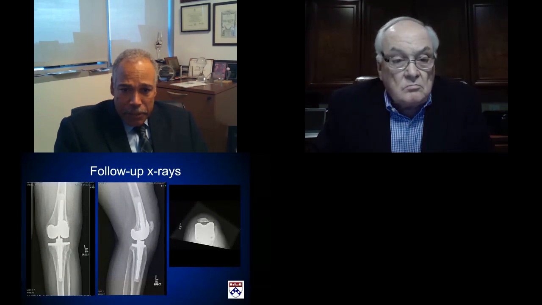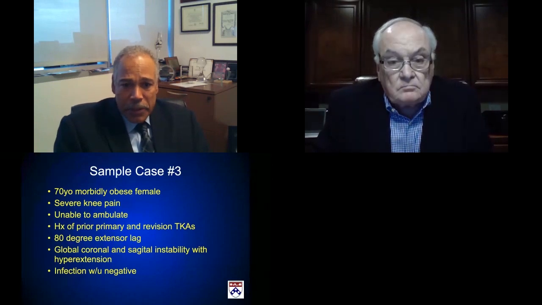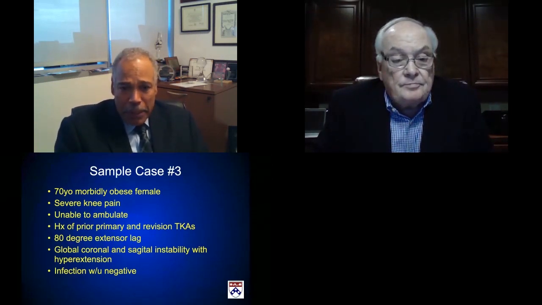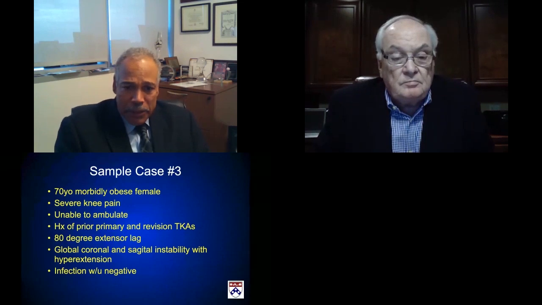And again, you can see good patellar tracking. Next. The final sample case, this is a 70-year-old woman, morbidly obese. She had previous primary and revision knee replacement. She was not able to ambulate on her knee. She had 80-degree extensor lag, global coronal and sagittal instability with hyperextension, and her infection workup was negative.